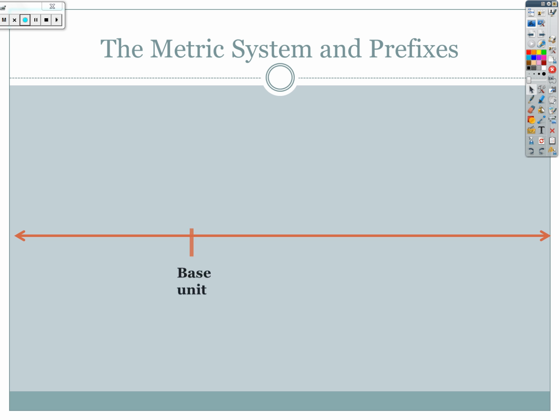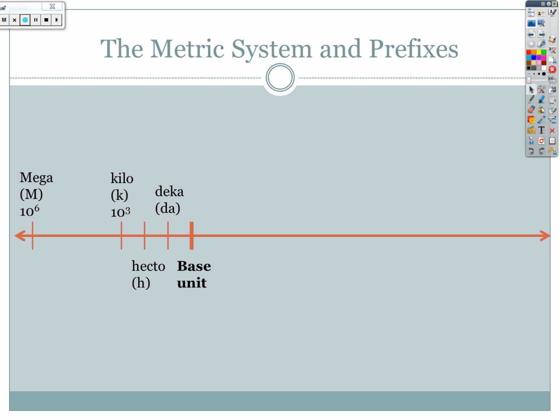So here you'd have your base unit, and that base unit would be something like volume for liters or meters or what have you. On the larger end, so these are things that are larger than the base unit, you have deca, hecto, kilo, which is 10 to the 3 times larger than the base unit, or mega, which is 10 to the 6.